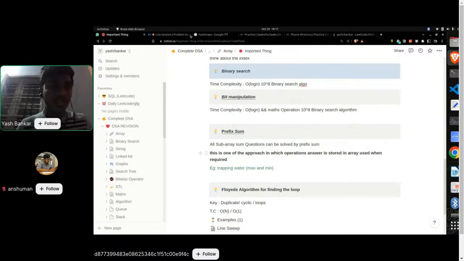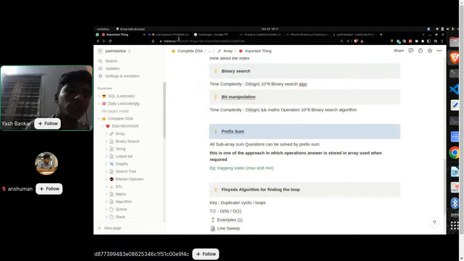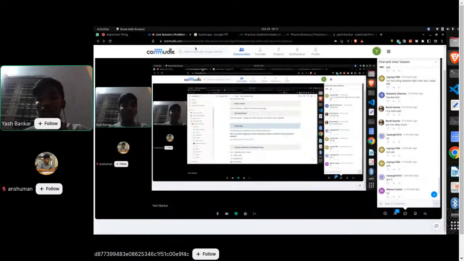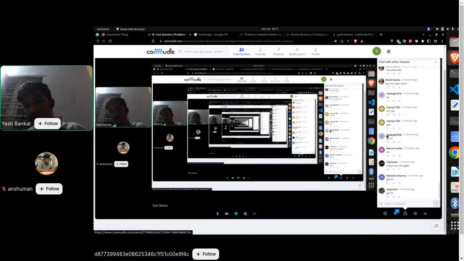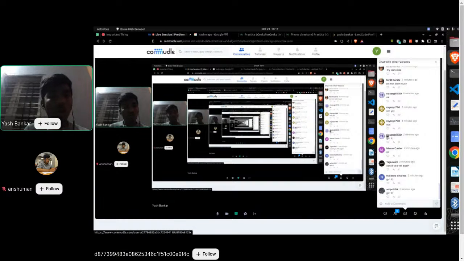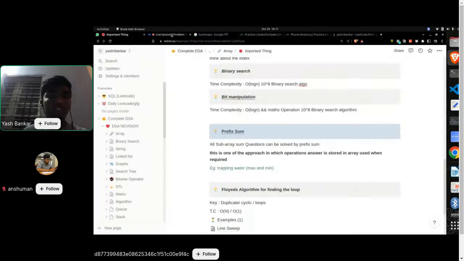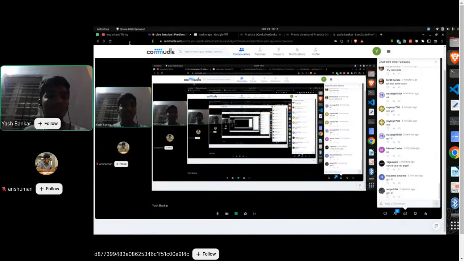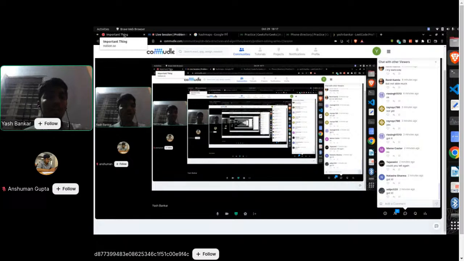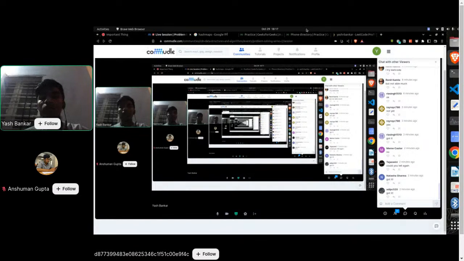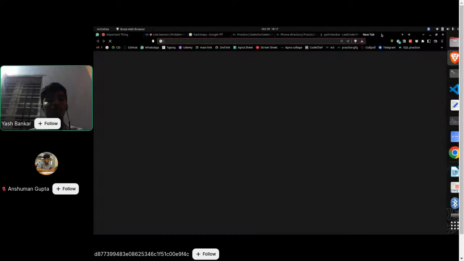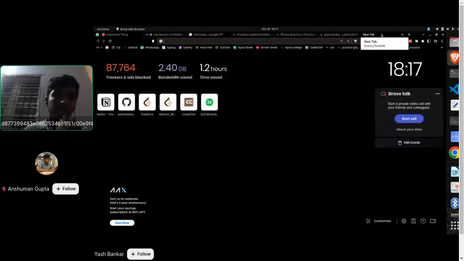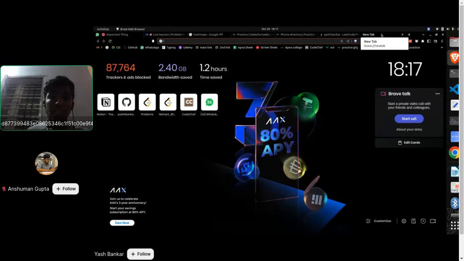Okay, so next, prefix sum. I have prepared some advanced-level techniques. Prefix sum is also a technique where medium and hard questions can be solved using it. Let me show you one example of what prefix sum actually is, because if I only tell you, you will not get the idea.